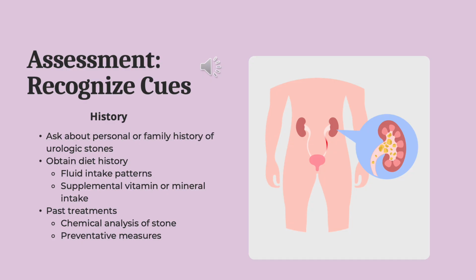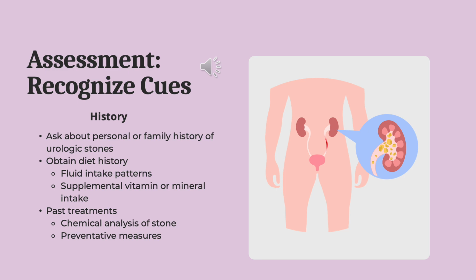All right, so getting into our nursing assessment and starting with our history from our patient. So we're going to begin by asking about their personal or family history of urologic stones. So a family history can provide insight into any genetic predispositions, while a personal history can highlight any pattern of recurrence or a risk. Next, we're going to get a comprehensive diet history, paying very close attention to fluid intake patterns.